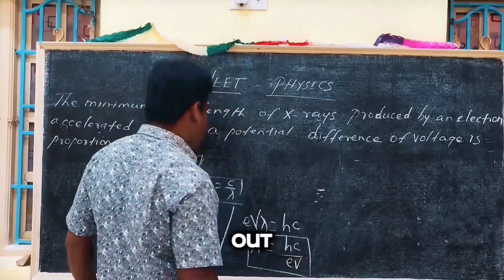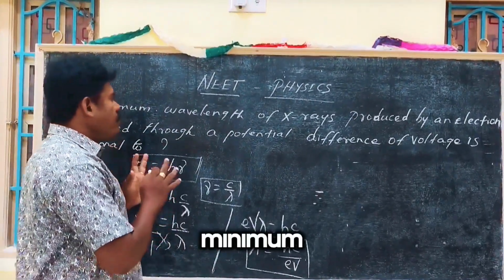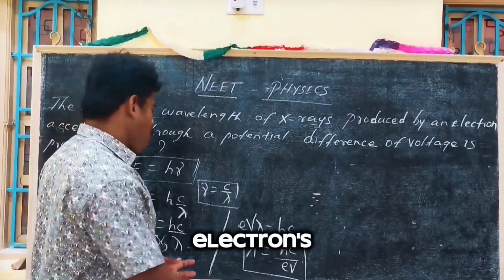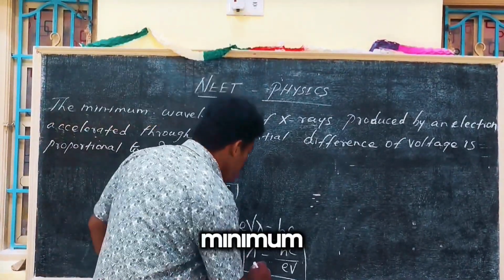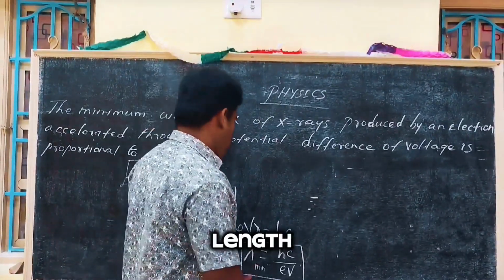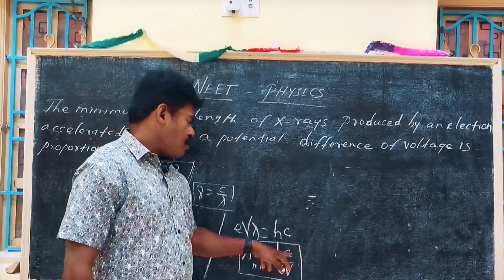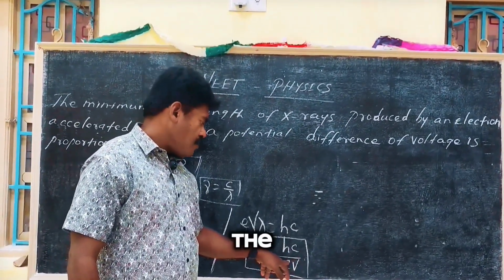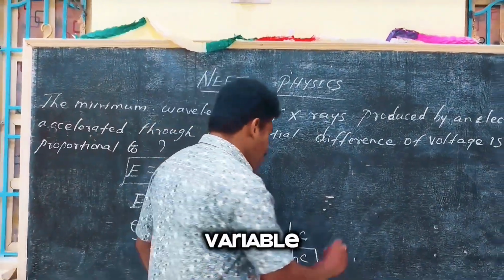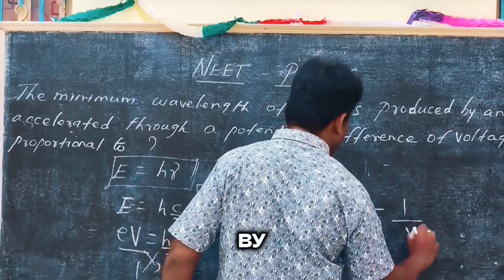With this formula we can easily find the minimum wavelength of the X-ray produced by an electron accelerated through a voltage. Here lambda is the required minimum wavelength. These are constant values: the Planck constant, the velocity of light, and the electron charge. Here there is only one variable. So finally lambda is proportional to 1 by V.